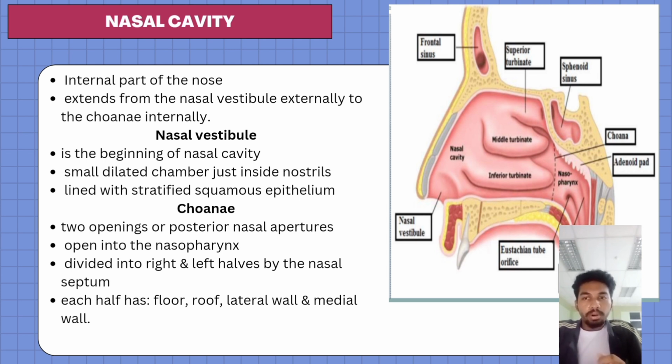What are the choanae? The choanae are two openings, or posterior nasal apertures, that open into the nasopharynx, divided into right and left halves by the nasal septum. Each half has a floor, roof, lateral wall, and medial wall. So that is for the nasal cavity.